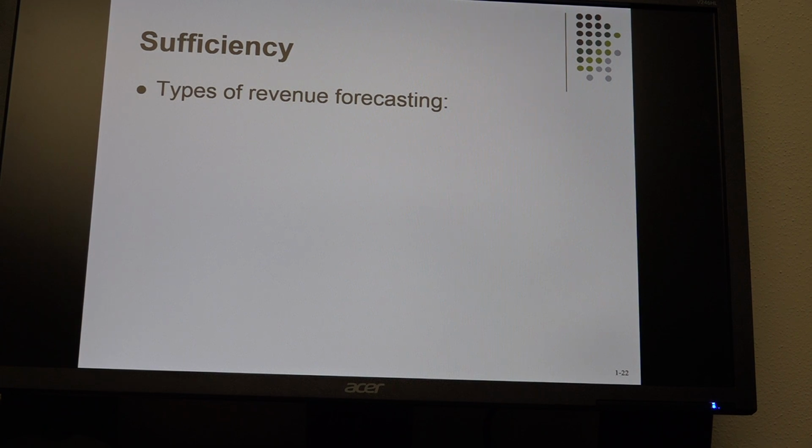Sufficiency. Here they talk about revenue forecasting. You don't need to know this really, but in determining whether or not a typical or a proposed tax system is sufficient, you have to figure out how much revenue you're going to earn from the tax system.